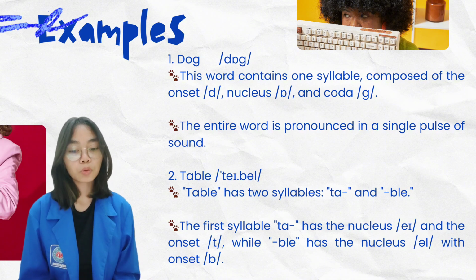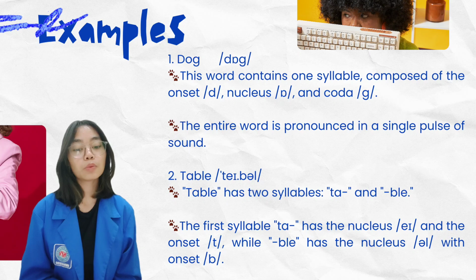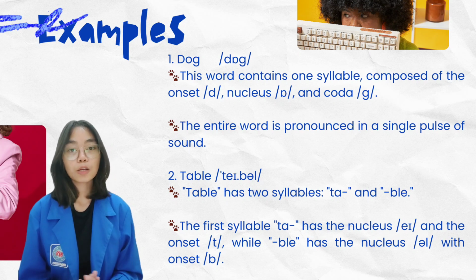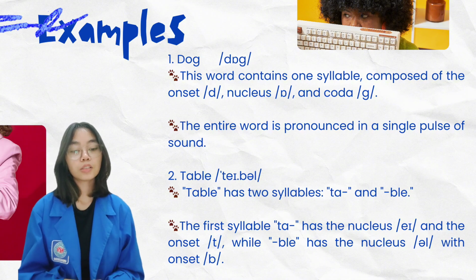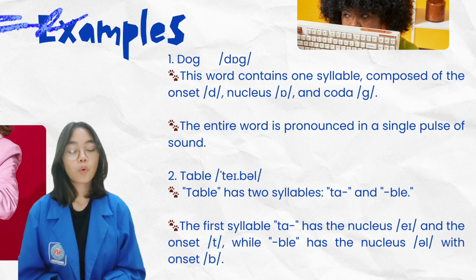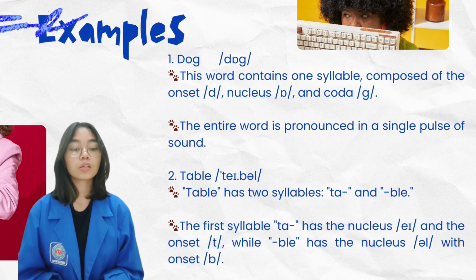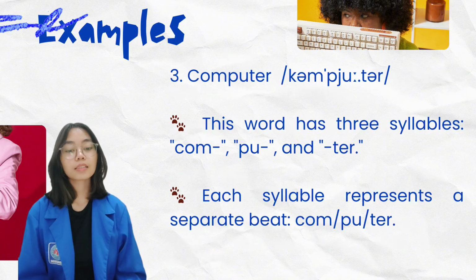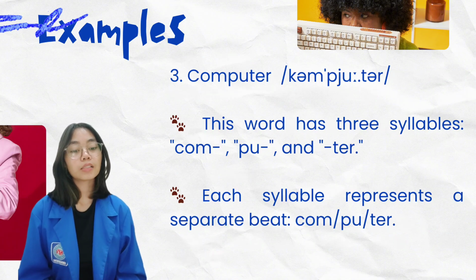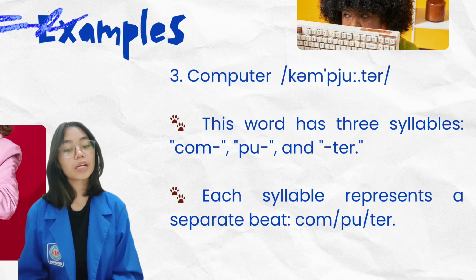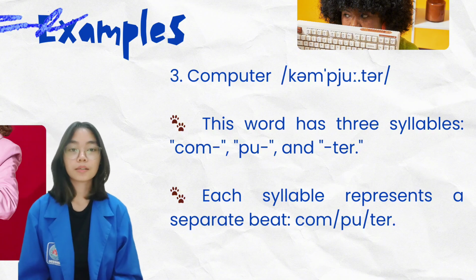Number 2, table. Table has 2 syllables, ta and ble. The first syllable ta has the nucleus a and the onset t, while ble has the nucleus with onset b. Next, computer. This word has 3 syllables, com, pu, and ter. Each syllable represents a separate beat in computer.